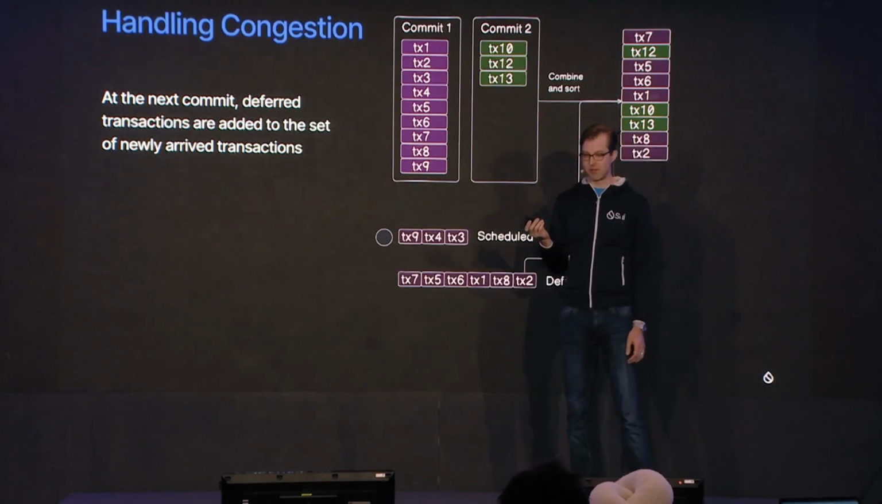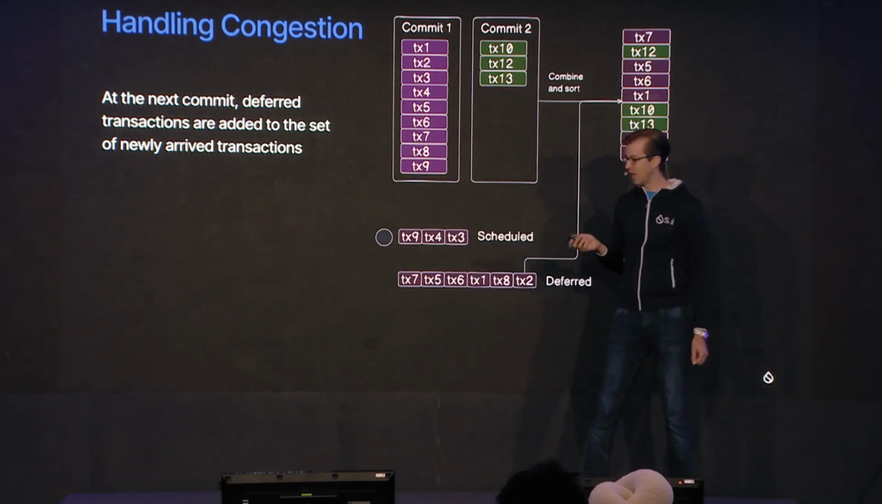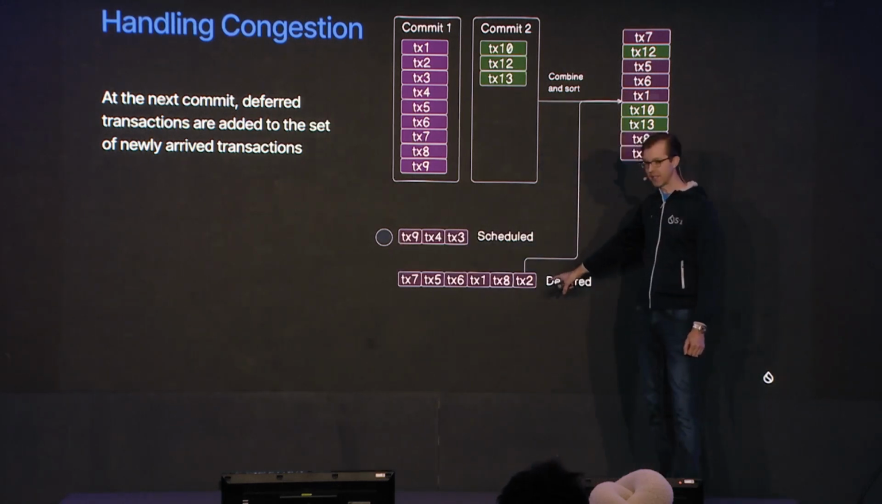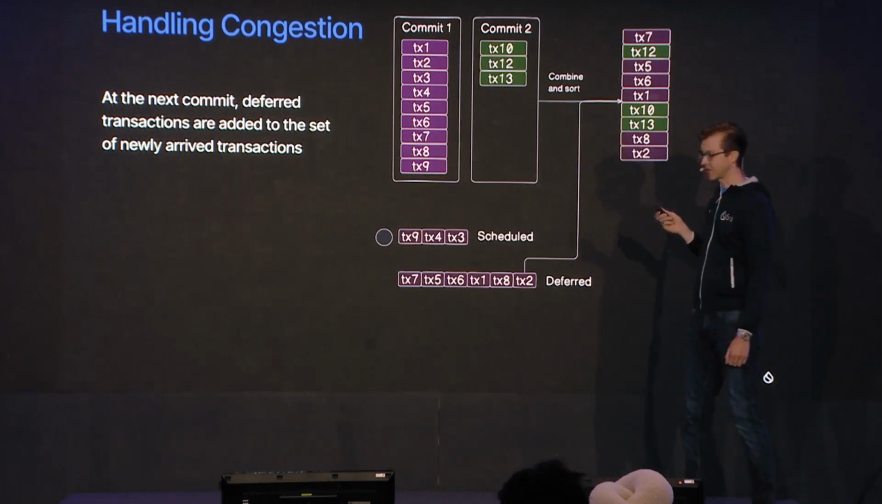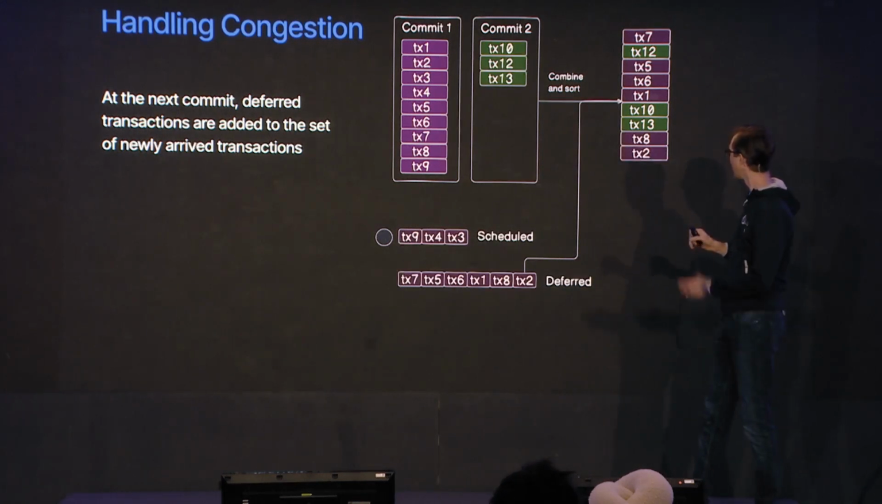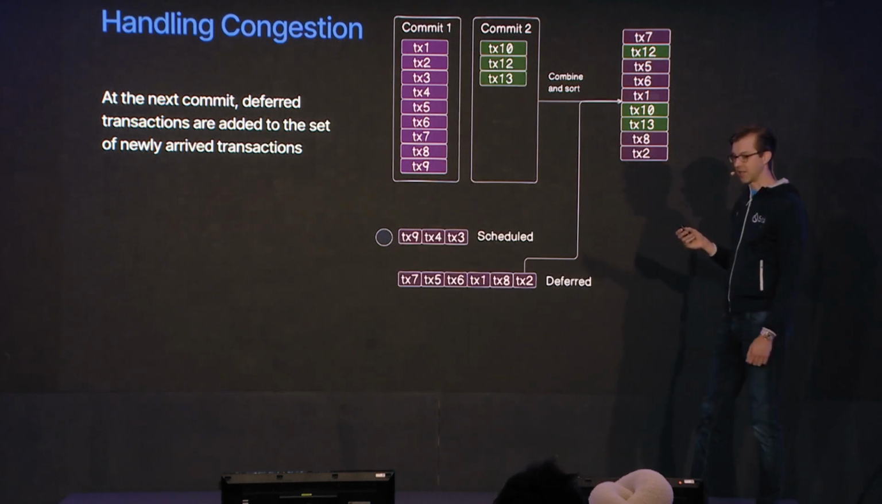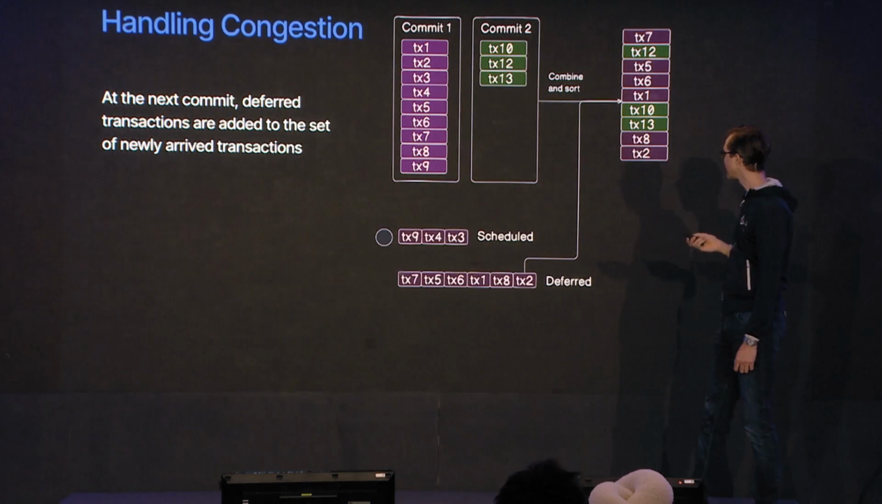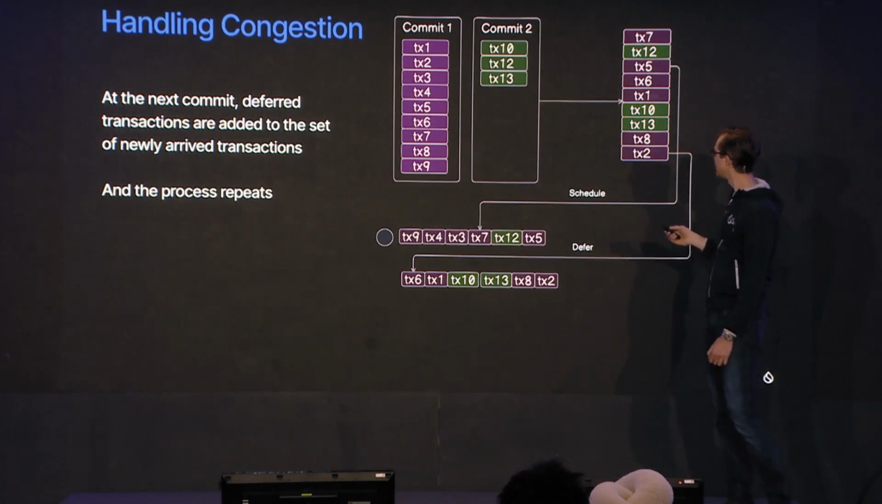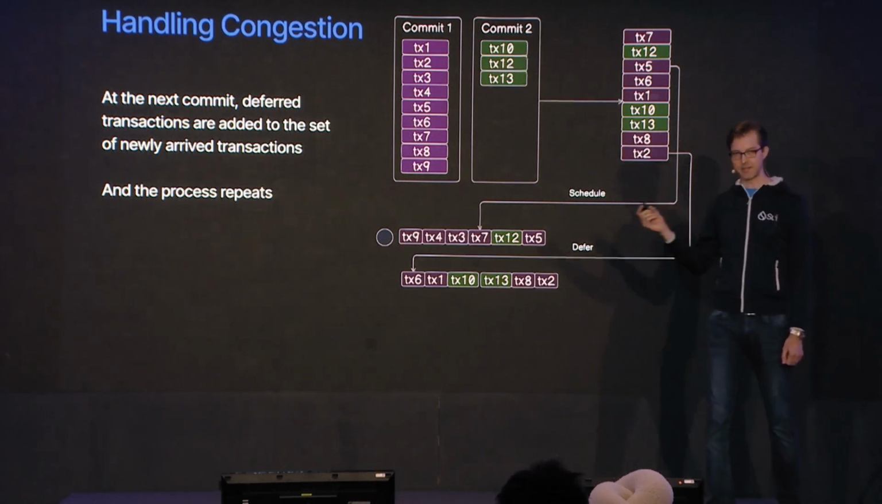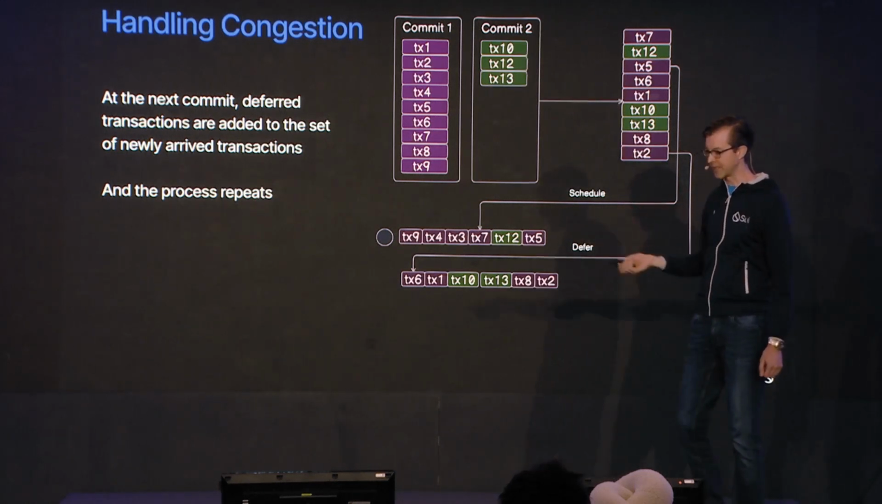The next commit arrives. We read everything that was deferred from the previous commit. We combine it with these green transactions that arrived from the new commit, and then we sort again. So now we find out what's the new top n most important transactions. And this process repeats. So now we schedule the top 3, and then anything that still hasn't risen to the top gets deferred again.